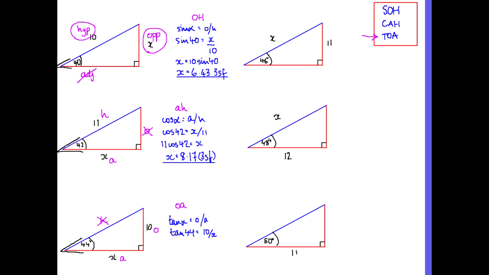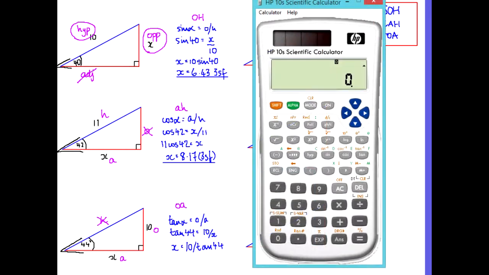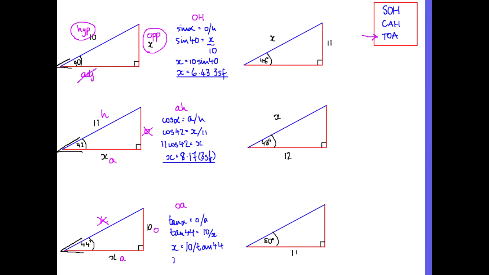Then we rearrange this formula to make x the subject, and then we plug that in the calculator, and that's our answer. So to rearrange this one, I need to multiply both sides by x and divide both sides by tan 44, and I get x is equal to 10 over tan 44. Calculator time: 10 divided by tan of 44 is equal to 10.4 to 3 sig fig. 10.355, 10.4 to 3 sig fig. There you go. And so we put that in as our answer, 10.4, 3 sig fig.